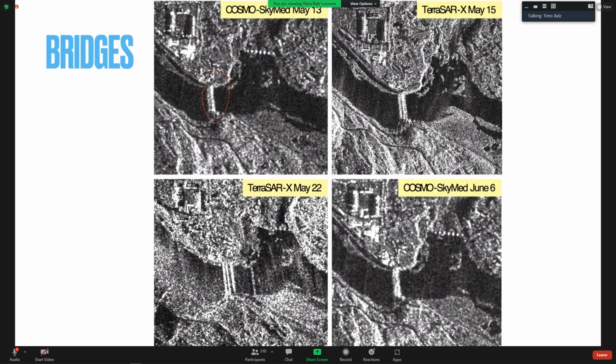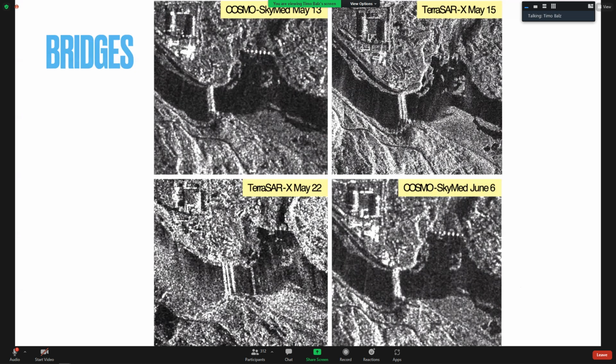Here's the normal case. June 6 is again back to normal, the water level. But you can see May 15, May 22, how the distance between the single bounce, double bounce, and triple bounce of the bridge gets larger.